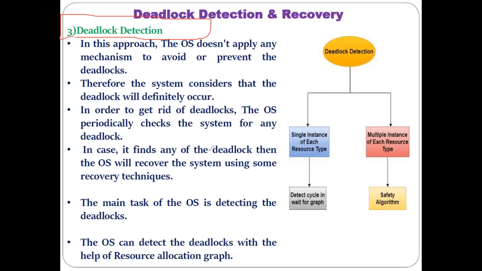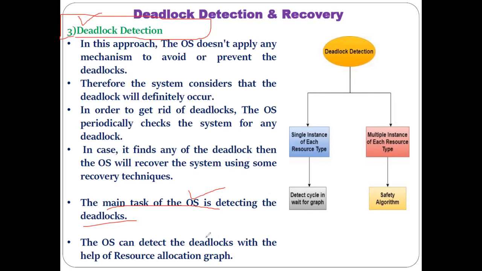So in order to recover from the deadlock, first it is necessary that the deadlock should be detected. So that is the third approach, where deadlock detection happens. The main task of the operating system in this approach is nothing but the detection of the deadlock, and it is done by the operating system by periodically checking the computer system for the deadlock.